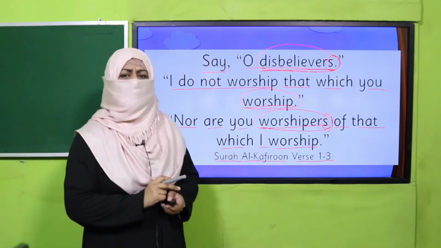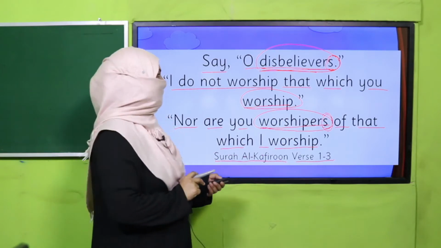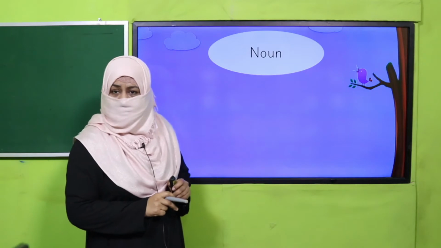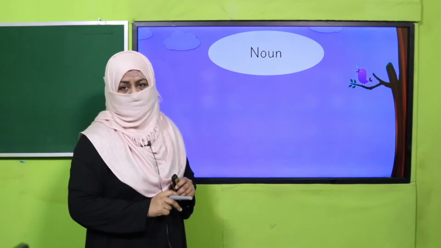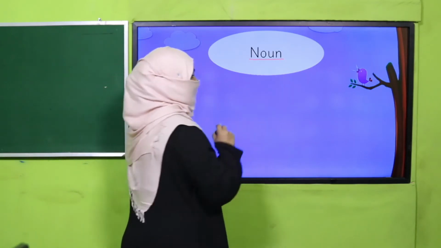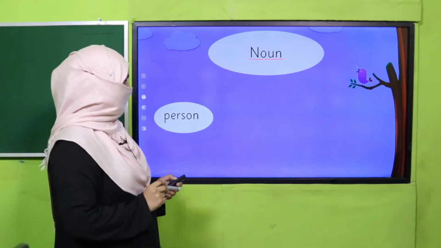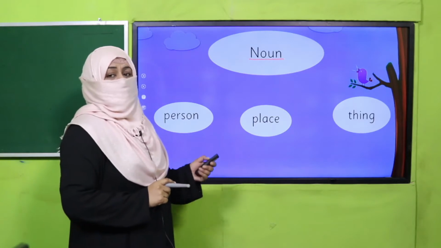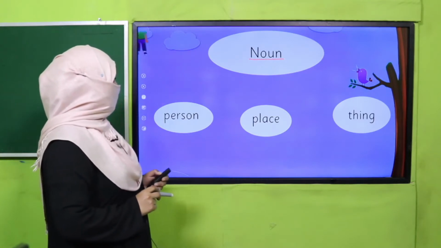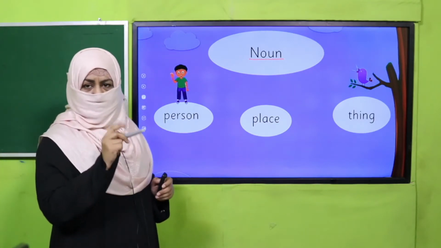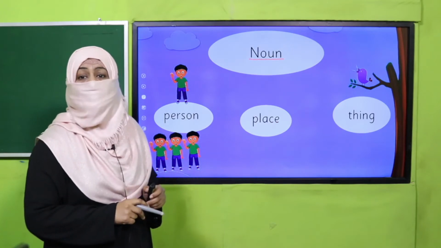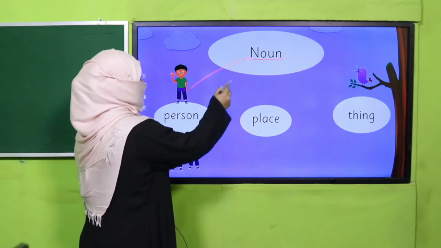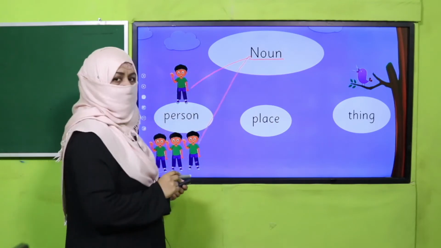Do you remember what plurals are? Okay. We know everything around us has a name, and that is noun. This noun may refer to a person, place, or thing. So whenever this noun refers to one person, it is singular, and if it refers to more than one, it is plural. One person, singular, more than one, plural.